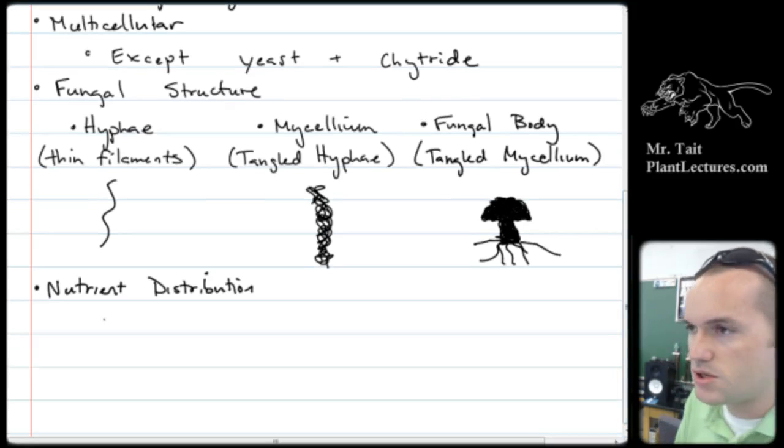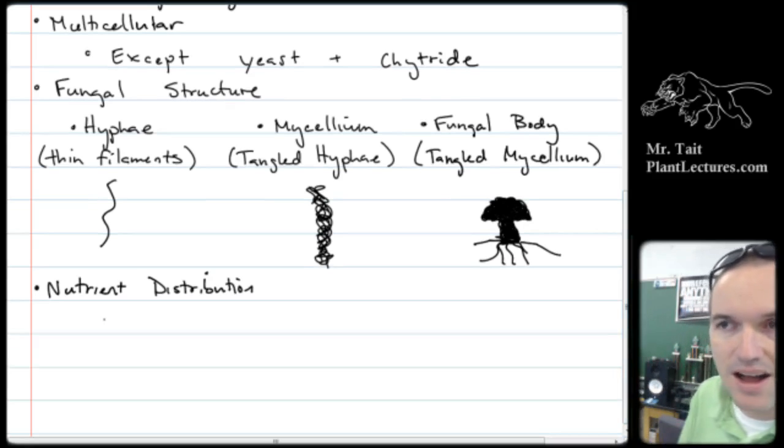All right. So nutrient distribution, we've got two different types. We've got what are called the septates and the non-septates.